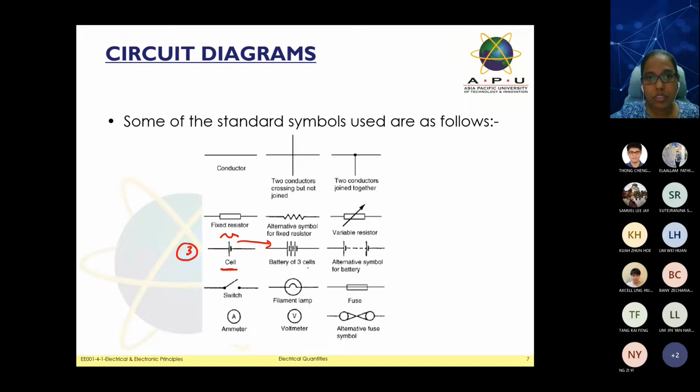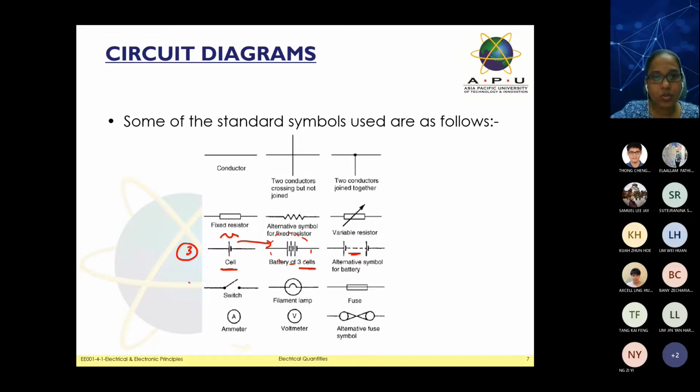Same goes for this one. They show you that you have 3, so it means you have 3 battery sources. That's what they show you in this way. And the next one they show you is the alternative symbol of the battery. When they put a dash in the middle, it means they can have multiple batteries. So that's what they show you as the alternative symbol.